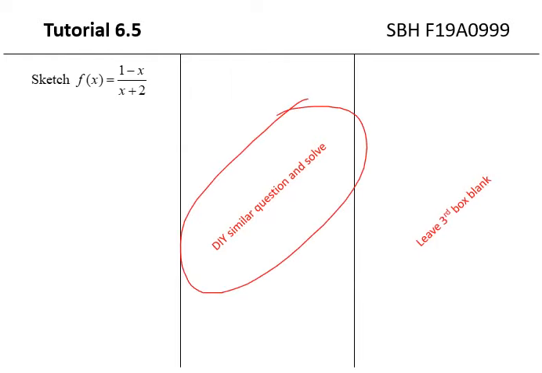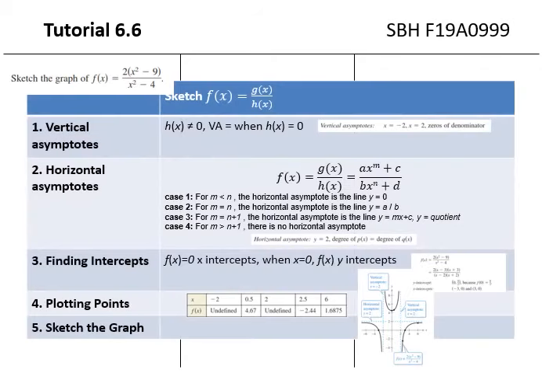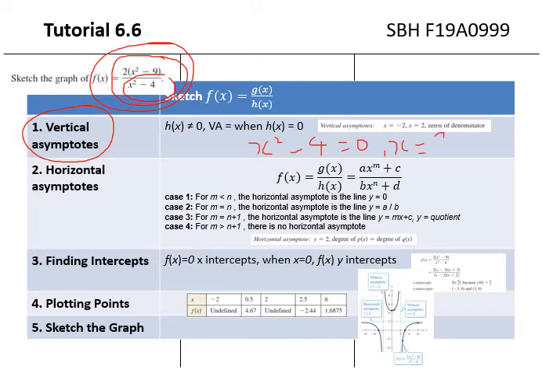Do a similar question and then solve it. The next one, tutorial 6.6. This one is a bit difficult because we have the quadratic expression for the numerator function and the denominator function there. For this case, you try yourself. Can you find the vertical asymptotes? Vertical asymptotes is when x squared minus 4 equals 0. What is the x?